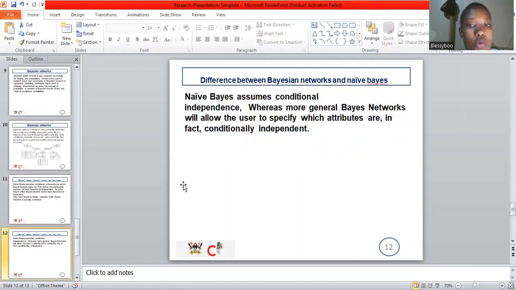And what is the difference between naive Bayes and Bayesian networks? Again, naive Bayes assumes conditional independence. All the features are independent, whereas general Bayes networks allow a user to specify which attributes are conditionally independent. So for Bayes networks, a user can actually specify which attributes they are supposed to use that will be conditionally dependent.